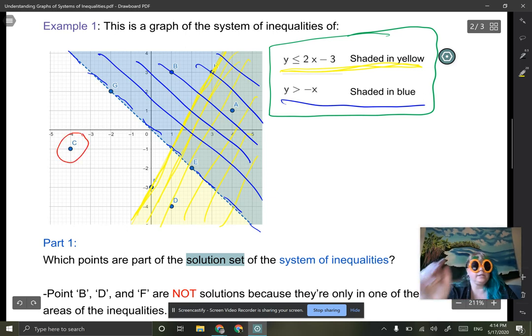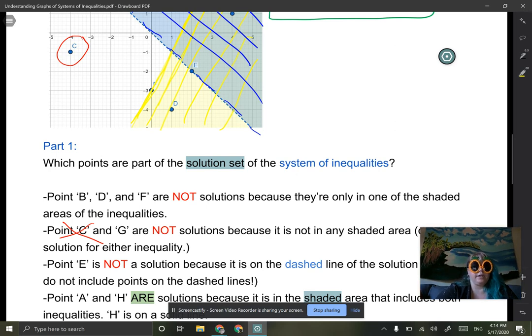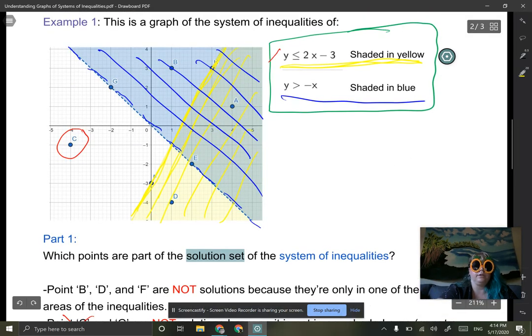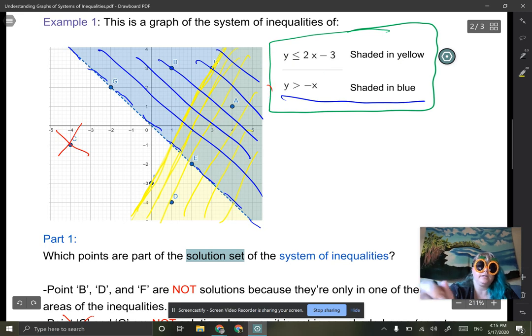C is in no shaded area at all, so it is clearly not a solution. Okay, and here I have it explained because it is not in any shaded area, so it's not a solution for either inequality. Okay, so C is not a solution. Okay, let's look at G.